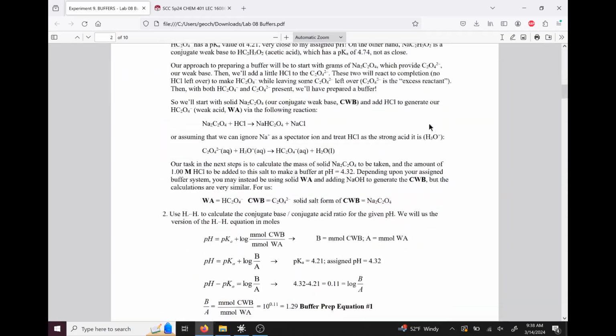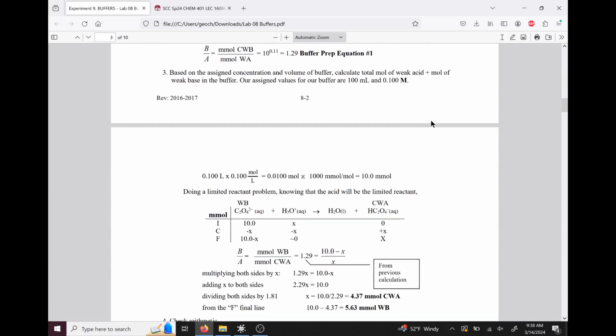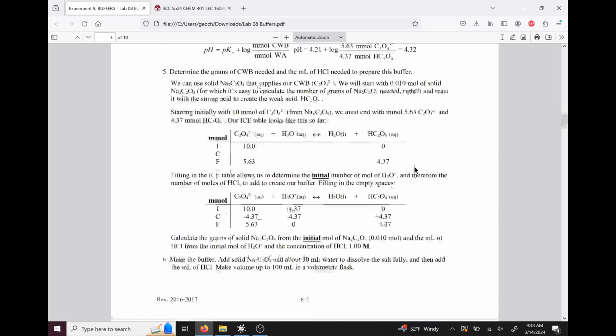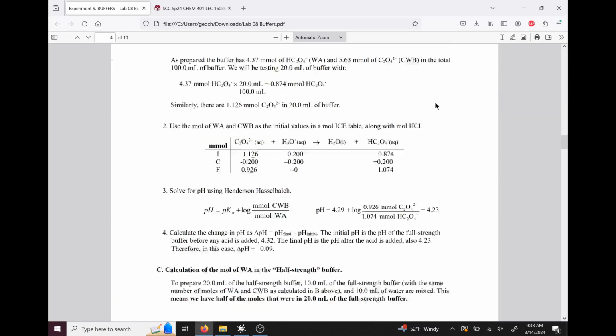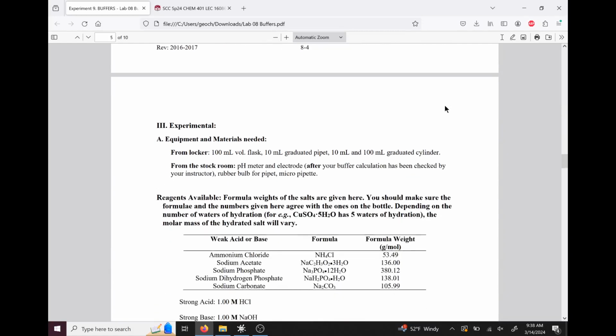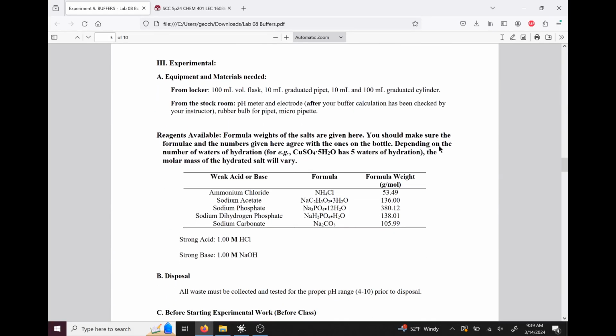So if I go to page 8, where is it? It should be in here somewhere. I may have gone a little bit too far. Oh, here it is. Perfect.